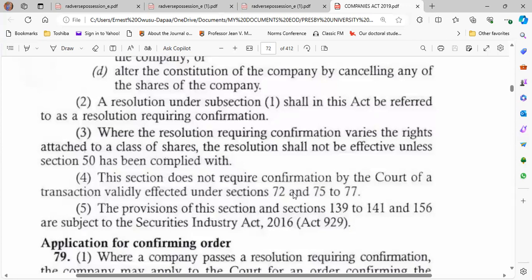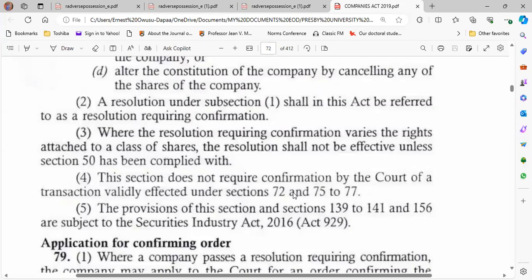And that is what section 78(4) is telling us, that this section does not require confirmation by the court of a transaction validly effected under sections 72 and 75 to 77. So where you have complied with the unique procedure provided over there, then there's no need for you to go to court and get approval, because it's the law itself which has provided that particular procedure. So let's keep that in mind.